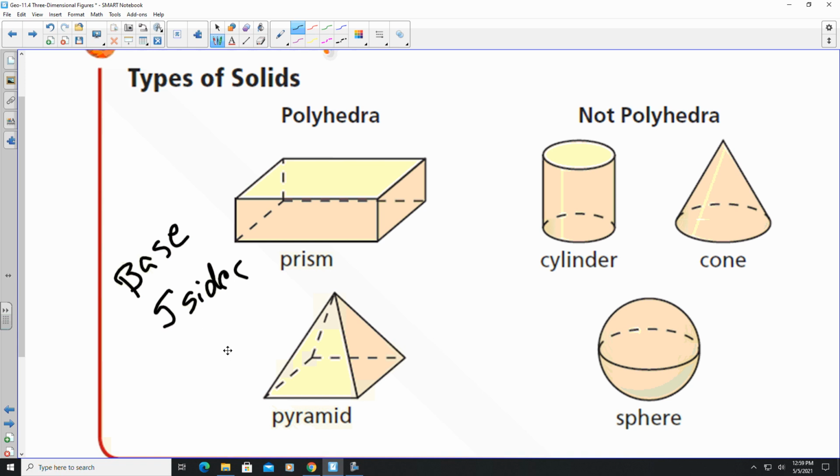The other types of solids, the non-polyhedrons, those are the three-dimensional figures that have a type of curvature, whether it's the cylinder, the cone, or the sphere. So anytime that you have a curve or identify some kind of a circle in the three-dimensional shape, it is not considered a polyhedron.